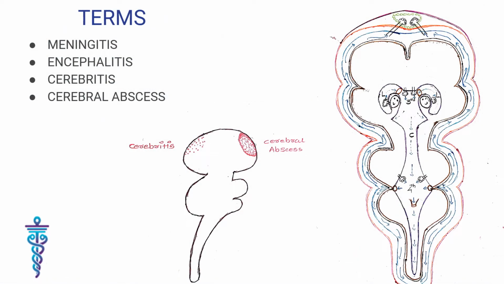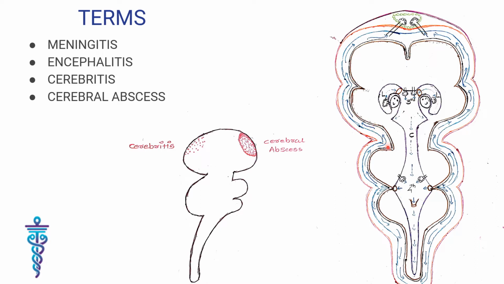First thing we have to do is know the terminology related to meningitis and other inflammatory conditions related to the brain. So, what is meningitis? It is inflammation of the meninges. It has two types, leptomeningitis and pachymeningitis. Leptomeningitis means infection of the pia and arachnoid mater, because these two layers are known as leptomeninges, and the space contained between them is called the subarachnoid space, which contains CSF.